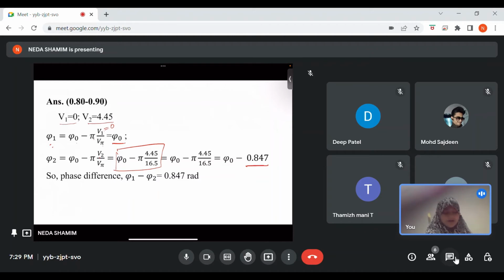So what will be my delta phi? That will be phi 1 minus phi 2. Just do phi 1 minus phi 2. Phi 1 is phi 0. So phi 1 minus phi 2 would be phi 0 minus of phi 0 plus 0.847. Mind you, this is in radians. Okay. Now let's move on to the next question.